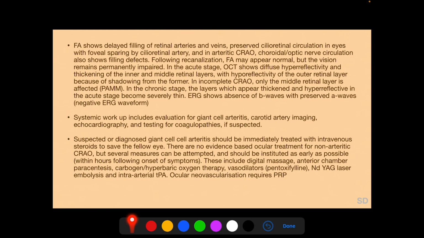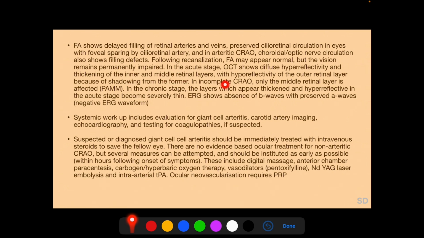Fluorescein angiography shows delayed filling of the retinal arteries and veins, preserved cilioretinal circulation in eyes with foveal sparing by cilioretinal artery, and in arteritic CRAO, choroidal and optic nerve circulation also show filling defects. Following recanalization, fluorescein angiography may appear normal, but the vision remains permanently impaired. In the acute stage, OCT shows diffuse hyperreflectivity and thickening of the inner and middle retinal layers, with hyporeflectivity of the outer retinal layer because of shadowing from the hyperreflective inner and middle retinal layers.